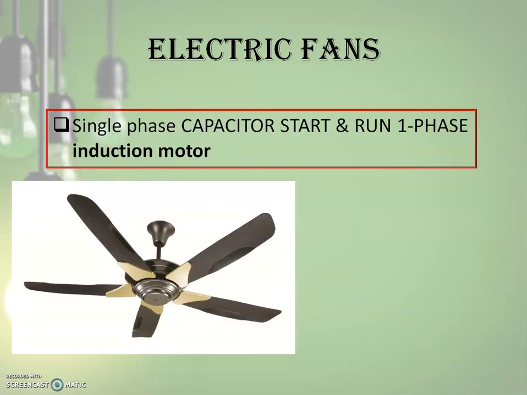Let us start with the electric fan. So first, starting with a ceiling fan. In a conventional ceiling fan, a single phase capacitor start and run induction motor is used. This motor consumes minimum power and hence is also known as a fractional kilowatt hour motor.